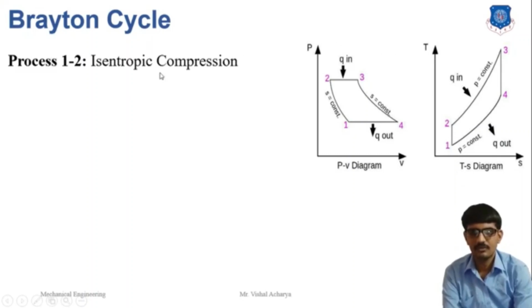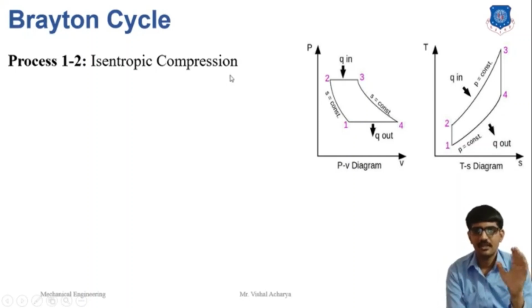First, the 1 to 2 process is isentropic compression. Here we assume that our working medium is air. Here there is no heat loss, no pressure loss, and our compressor and turbine efficiency is 100%. So here the 1 to 2 process is the isentropic process. Here no heat loss means the entropy is constant.